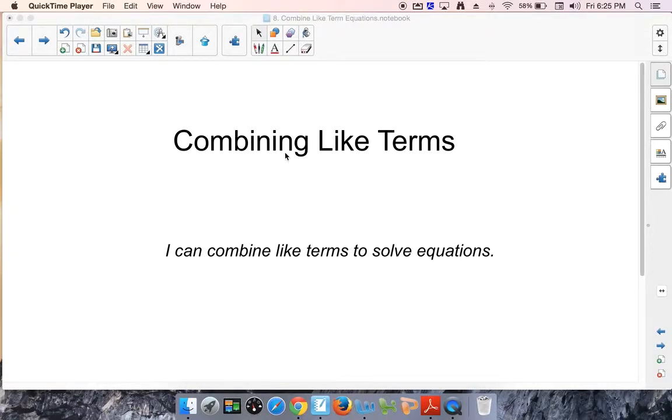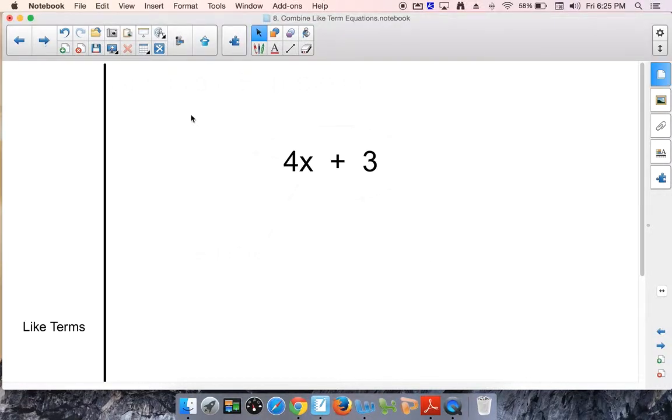Combining like terms. I can combine like terms to solve equations. It's part of the standard of maintaining equality on both sides of the equal sign. So draw your line down. Somewhere in the middle of your paper, write 4x plus 3. So we're going to look at each part of this.